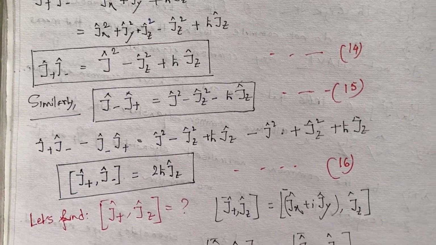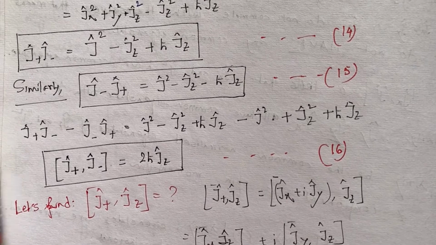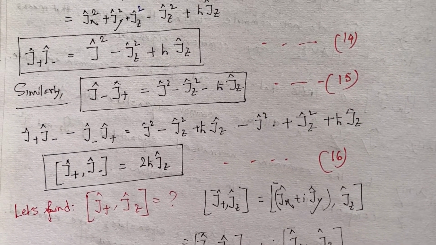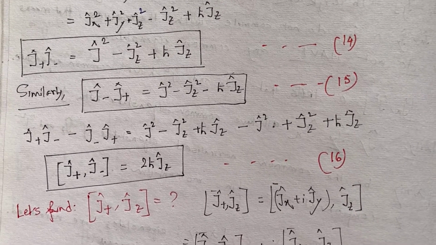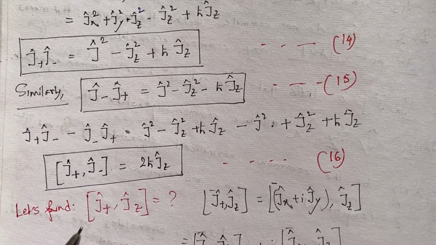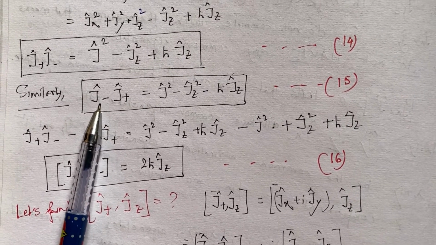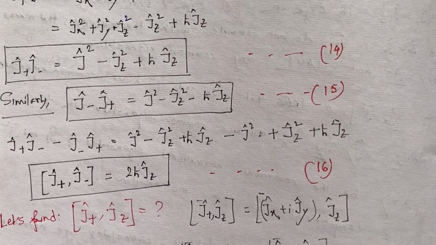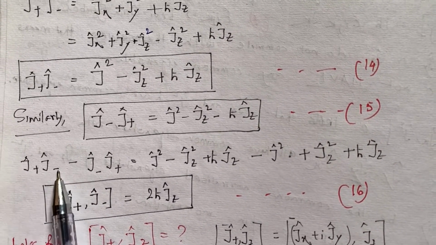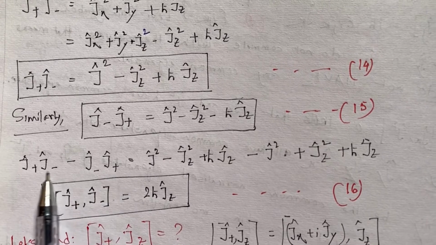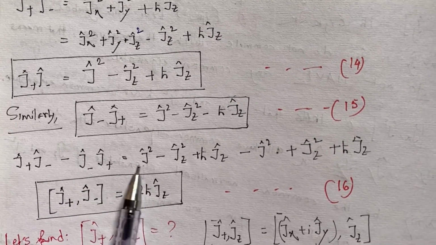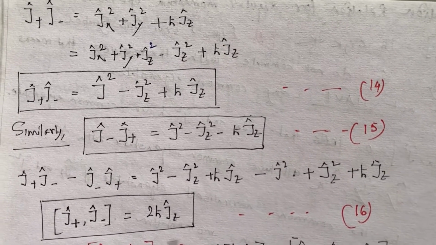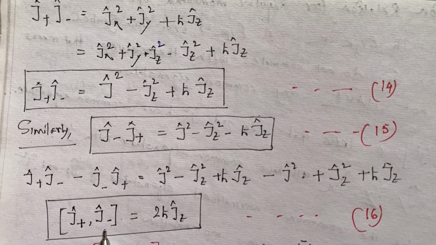Similarly, with the help of equations 11 and 12, that is the values of J plus and J minus, I can evaluate the product of J minus J plus, which will give me this. So if I want to find out the commutation relation of J plus and J minus, this is the definition of the commutation relation, and if I use equations 14 and 15 here, I'll get equation 16, that is the commutation relation of J plus and J minus.